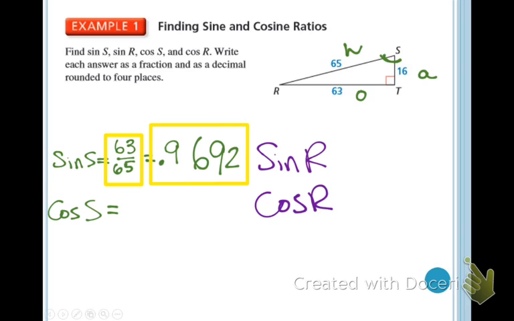All right, and then we find cosine, which is adjacent over hypotenuse. So what's my adjacent? 16. My hypotenuse, 65. Can this be reduced? No. What does this become as a decimal? 0.2462.